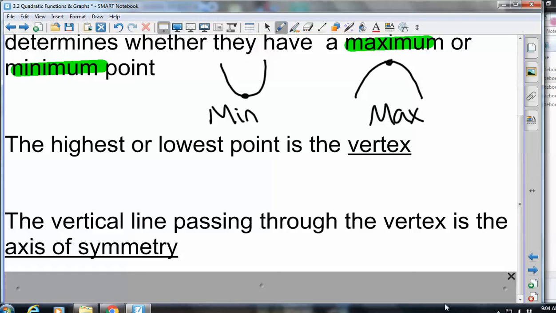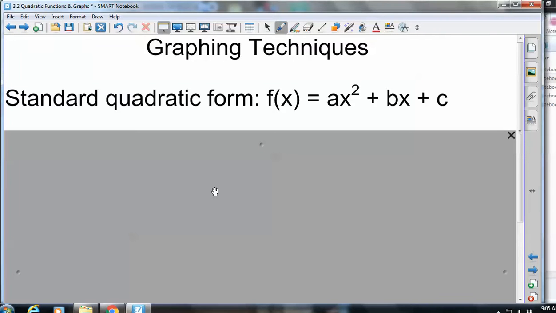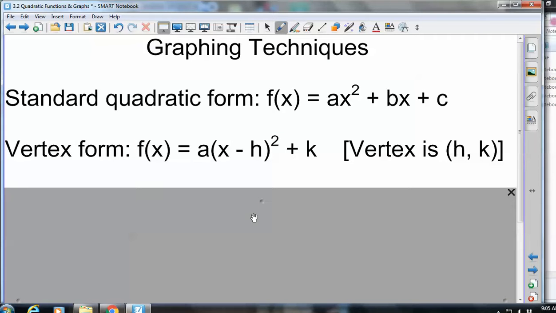Alright. So we're going to talk about a couple options for graphing parabolas. And you really did both of these in Algebra 2. So first we're going to talk about the two different forms we might see a quadratic equation in. The first one, standard form, is what I already showed you, that f of x equals ax squared plus bx plus c. That's called standard form. The vertex form is a little different. It's a times quantity x minus h squared plus k, and that h, k represents your vertex. Make sure you have this written down.